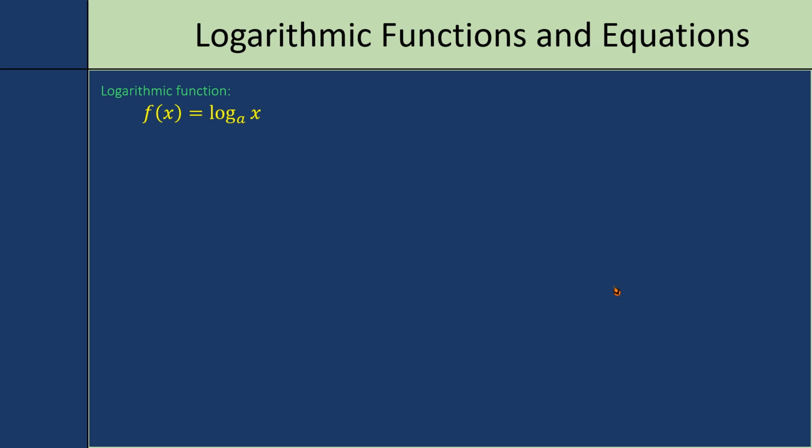f of x is equal to log base a of x. So that is y is equal to log base a of x. So this is the logarithmic function. And what that means is when we switch this to exponential form, it's x is equal to a to the y. Now the exponential function is y is equal to a to the x.